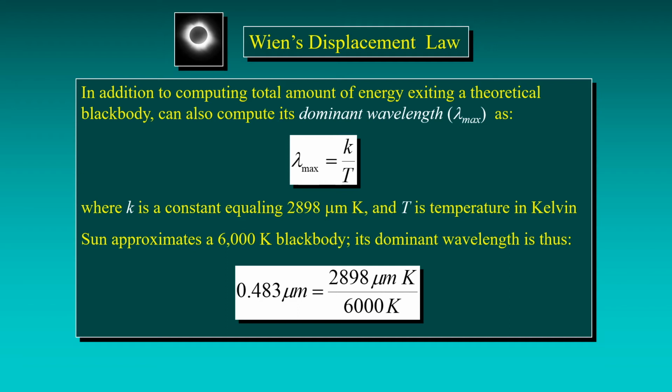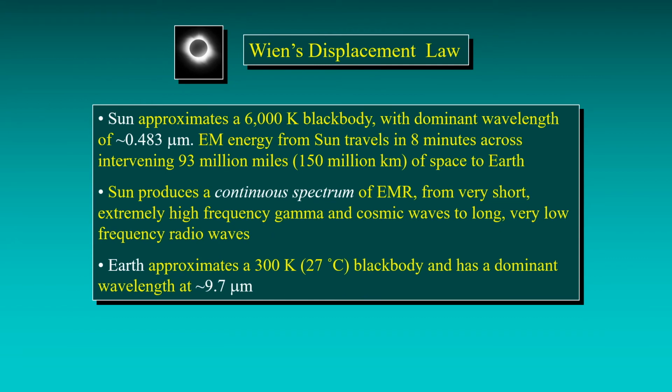As I mentioned in the prior slide, visible electromagnetic radiation is a shorter wavelength type of electromagnetic radiation. So that makes sense, right? Because this is within the visible portion of the spectrum. Specifically, it's in the blue portion of the spectrum, which is between 0.4 and 0.5 micrometers. So as just mentioned, the sun approximates about a 6,000 Kelvin black body, and due to Wien's displacement law, we're able to compute what its dominant wavelength is.